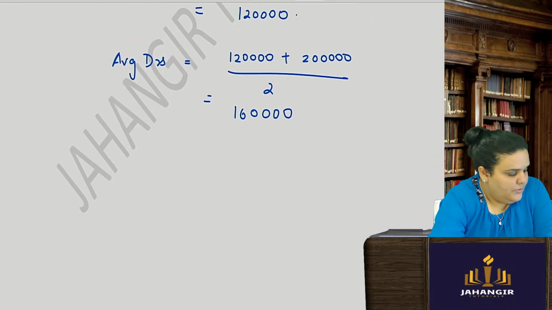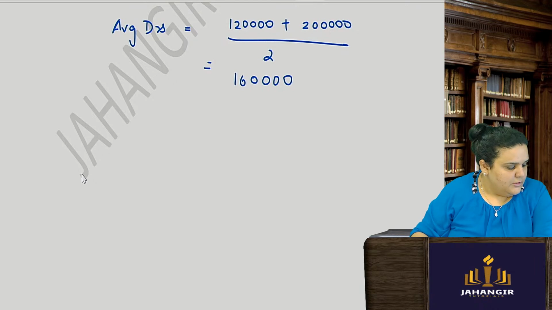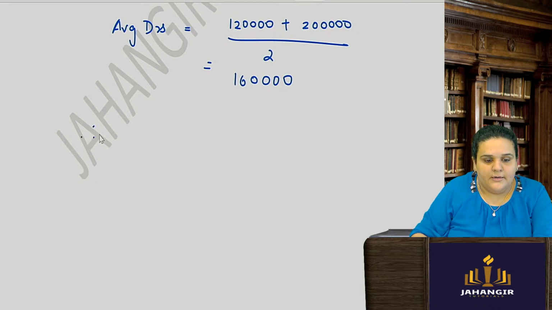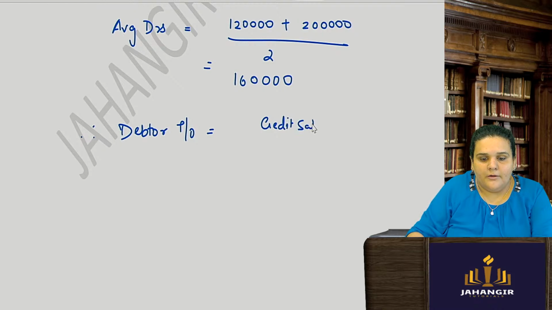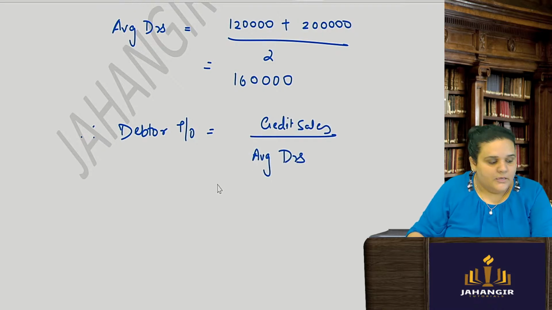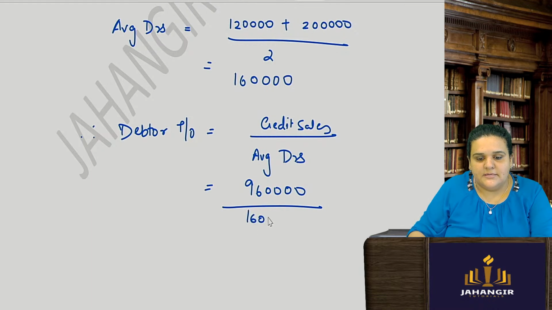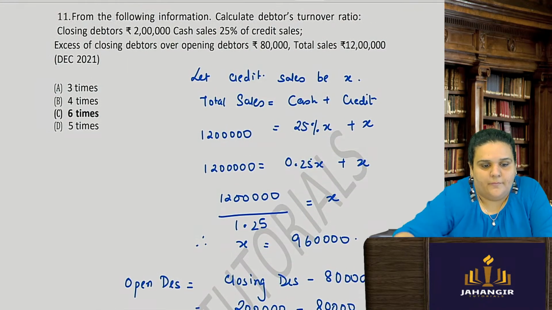Okay, now coming to your debtors turnover ratio. Therefore, debtors turnover ratio will be equal to your credit sales upon average debtors. Credit sales is what we just found out, 9,60,000, and average debtors is 1,60,000. So it will be 6 times debtors turnover ratio.